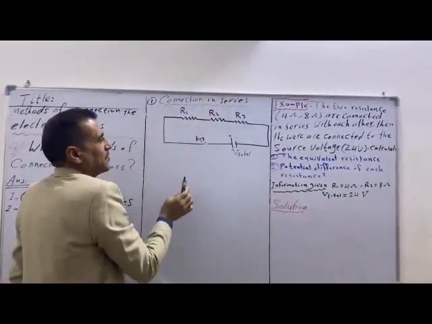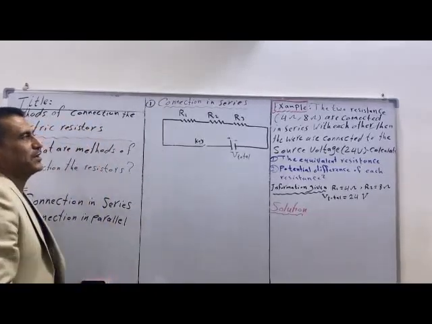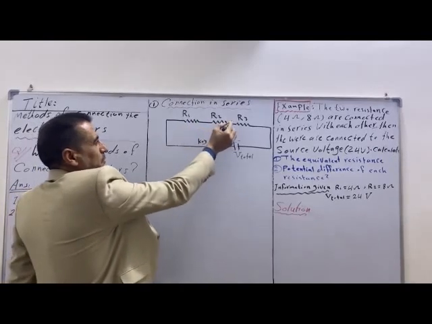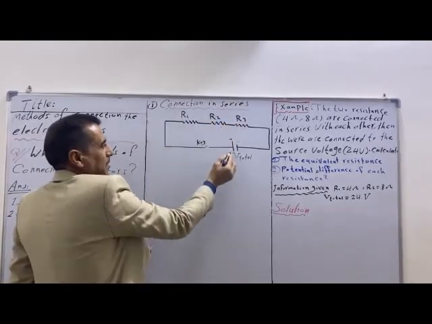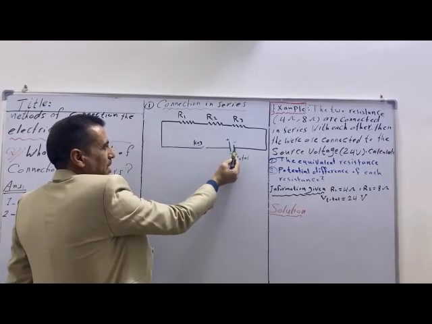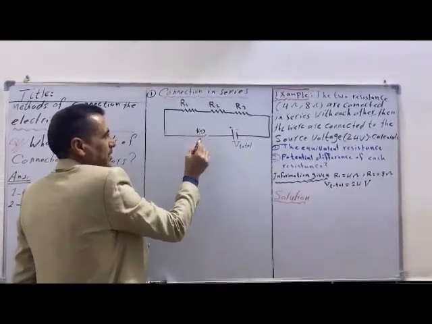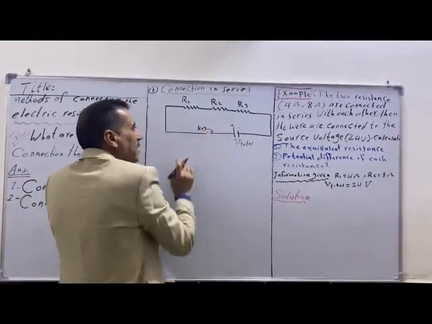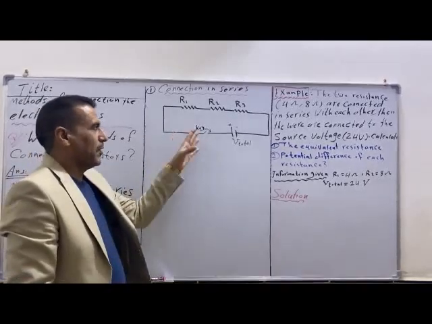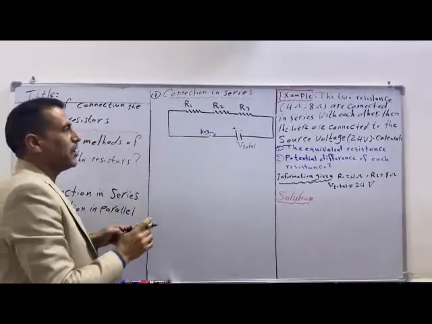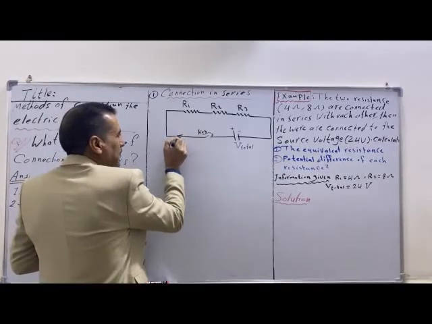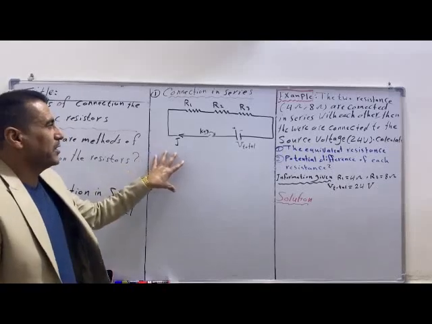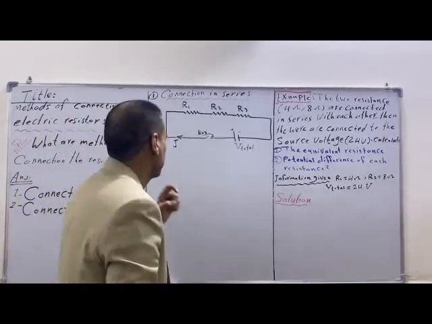Connection in series. In this diagram, the electric circuit is connected in series: R1, R2, and R3. This battery has a positive pole and a negative pole, with this electric cable. When we close the electric cable, the electric current flows in this circuit. The direction of the electric current is from the positive pole to the negative pole. This electric current is called conventional current.